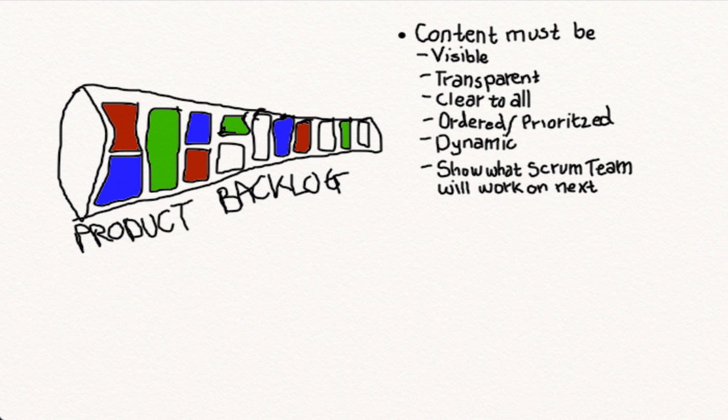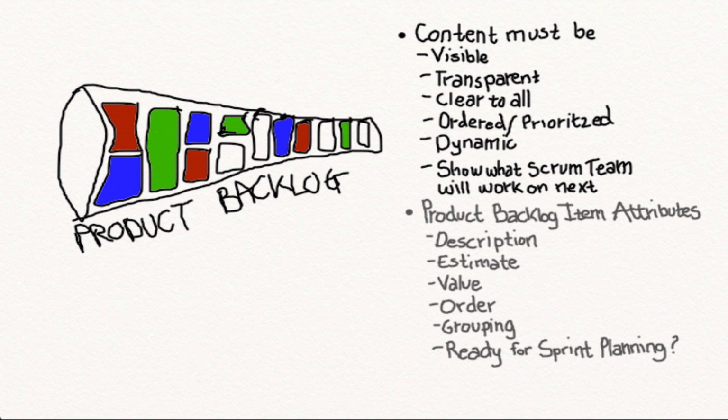Anyone should be able to understand its content. It should be an ordered, prioritized list. It must be possible to see what is most important, what is least important, and everything in between these two. It should be dynamic. It is in constant change and evolves over time. And it should be able to show what the Scrum team will work on next.